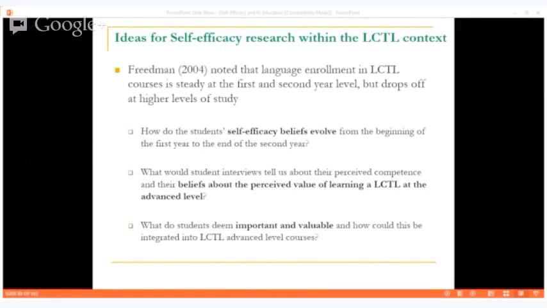Another question that you could also think about, potentially, is not linked to self-efficacy, but a question that I had with my longitudinal study, which was their perceived value of learning particular things. So what would student interviews tell us about their perceived competence, but also about their perceived value of learning a less commonly taught language at the advanced level? What do they perceive as valuable to learn, and what do they perceive as less valuable to learn? How that information might enhance your curriculum or changes in your curriculum, potentially. What do students deem important and valuable, and how could this be integrated? So that was my same question.